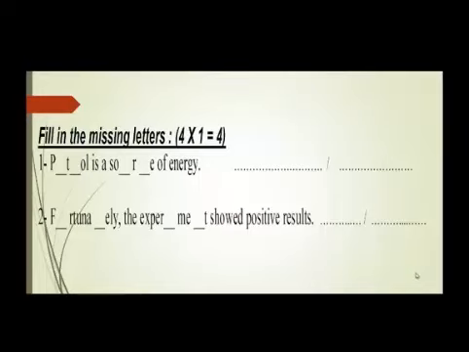Petrol, you have two missing letters, the E and the R. Source, you have two missing letters, U and C. The second sentence, fortunately, you have O and you have T. The experiment, the two missing letters are I and N.